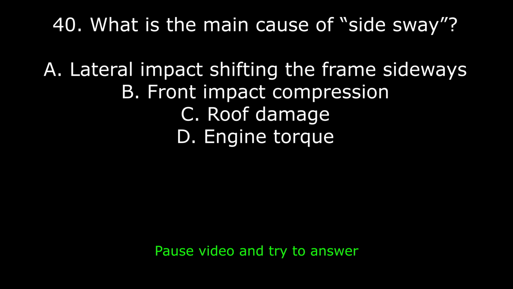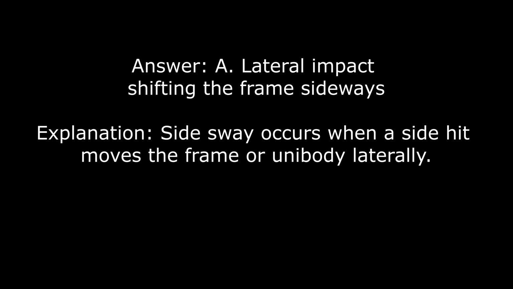40. What is the main cause of side sway? A. Lateral impact shifting the frame sideways. B. Front impact compression. C. Roof damage. D. Engine torque. Answer: A. Lateral impact shifting the frame sideways. Explanation: side sway occurs when a side hit moves the frame or unibody laterally.